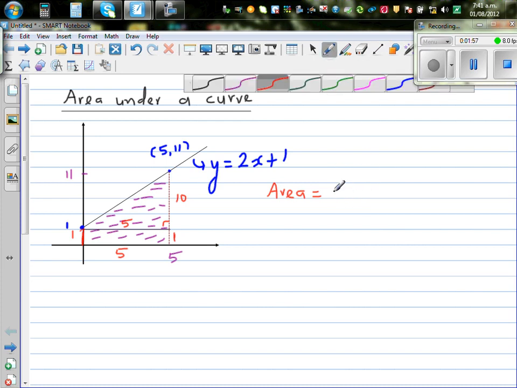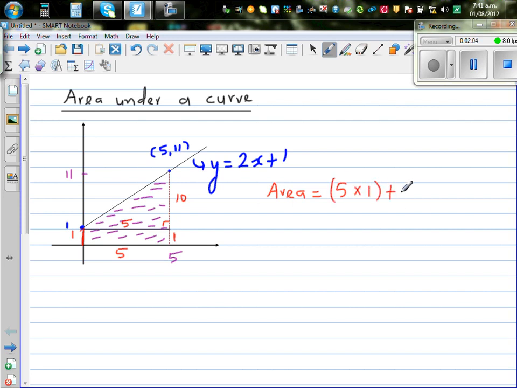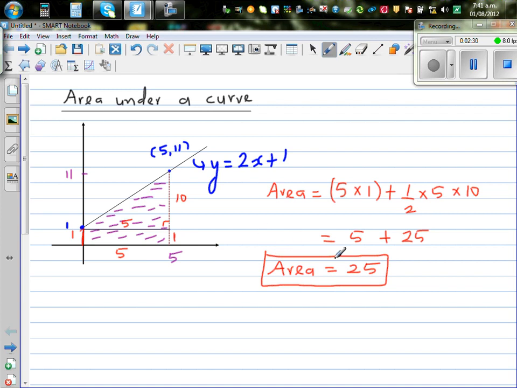Let me write it properly. This is the area of a rectangle, which is base times height, plus the area of a triangle, which is half times base, which is 5, times 10, which is the height. So which is 5 plus, this is half of 50, which is 25. So the area is 25 units squared. I'm not writing the units. So area is 25. The unit is, of course, unit squared, whatever that unit is.